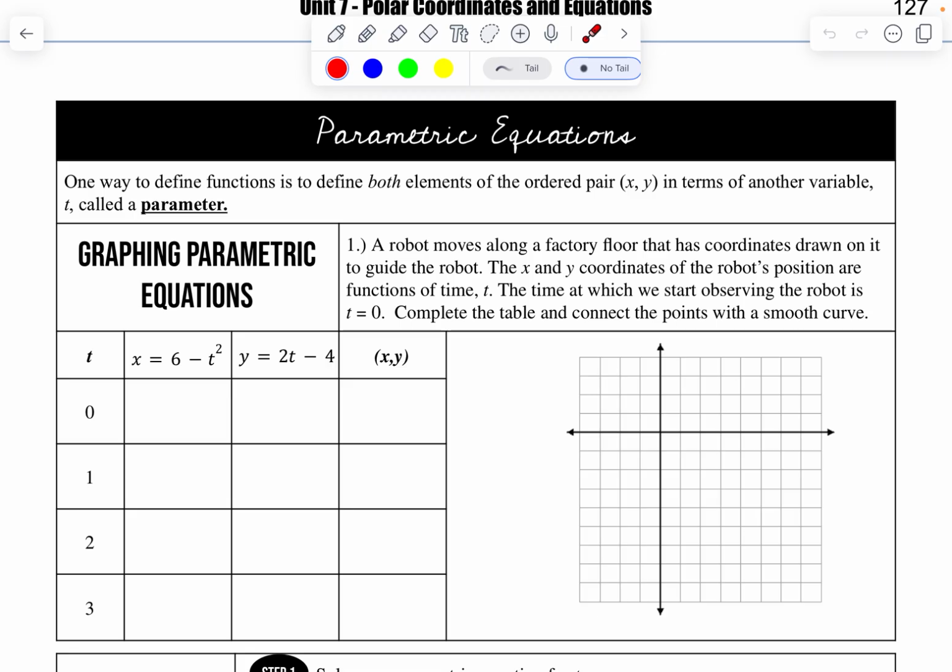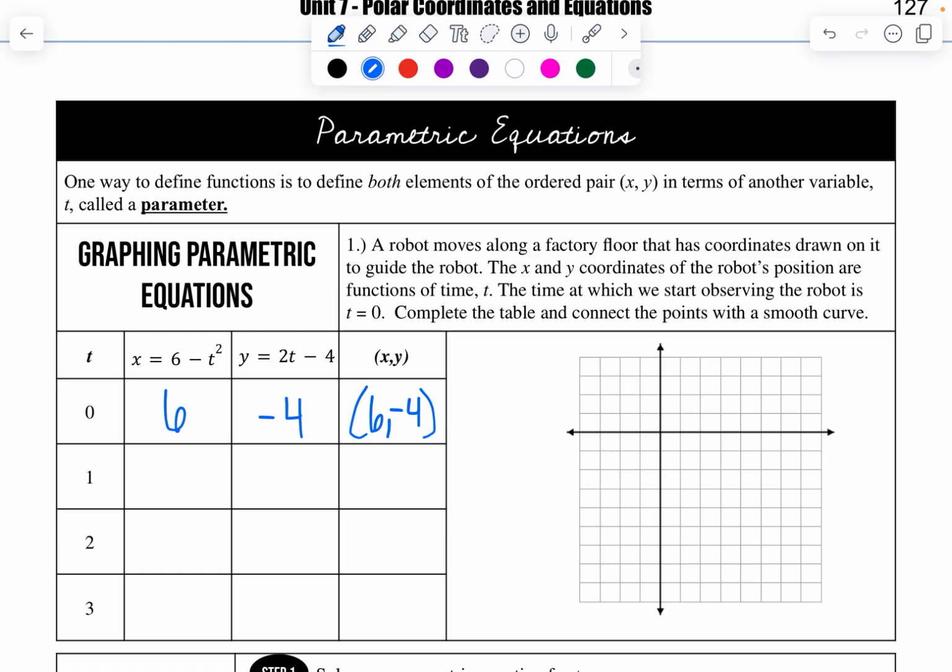So if t equals 0, our x-coordinate is defined as 6 minus t squared, and our y-coordinate is defined as 2t minus 4. We plug in the t value, do the math, and then put x and y together as our coordinate pair that we will plot on our grid. If I plug in 0 for t, 0 squared is 0, 6 minus 0 gives us 6. 2 times 0 is 0, take away 4 gives us negative 4. So our first coordinate pair will be 6, negative 4, and we will plot that on our grid.